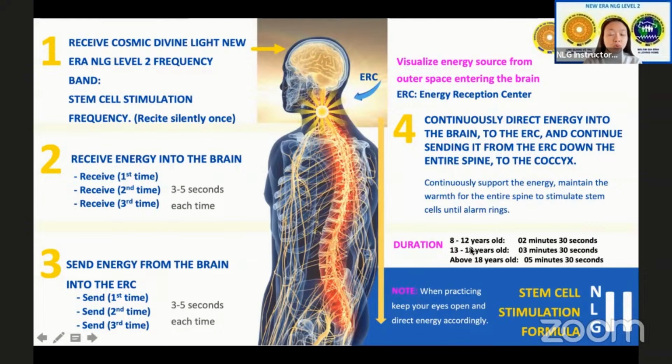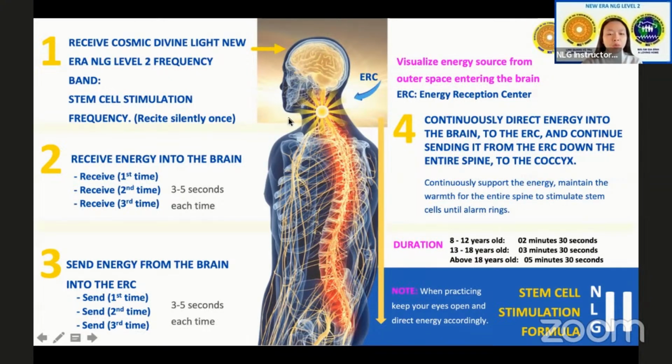This is according to your age, because this formula, you can only practice on yourself. You cannot stimulate other people's stem cells. They need to do it for themselves. So practice duration will be according to your age right here.